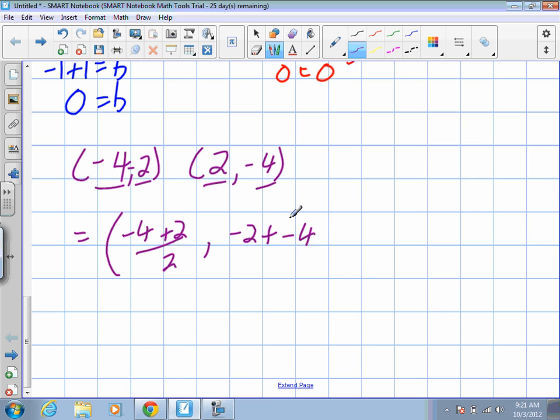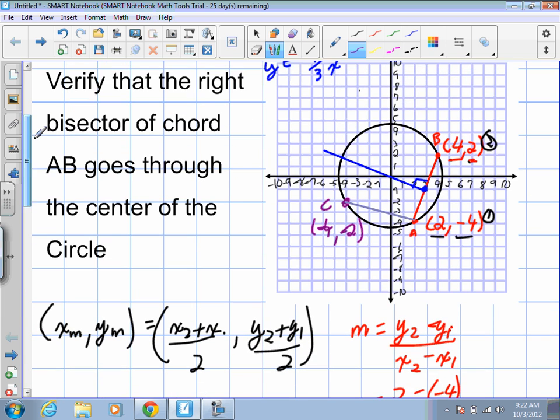Our midpoint: negative 4 plus 2 is negative 2, divided by 2, negative 1. Negative 2 plus negative 4 is negative 6, divided by 2, negative 3. Okay, so our midpoint, let's jump back up, is negative 1 and negative 3. Yep, that looks like it works perfect for us.